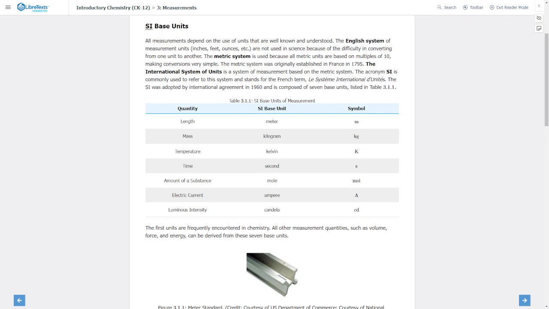So that's length, mass, temperature, time, amount of substance, electric current, and luminous intensity. And these are all the base units here. So you've got meter, kilogram, Kelvin, second, mole, ampere, and candela. You will need to know all of them right away.